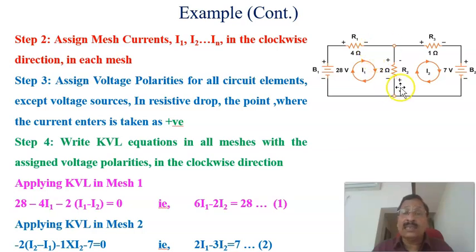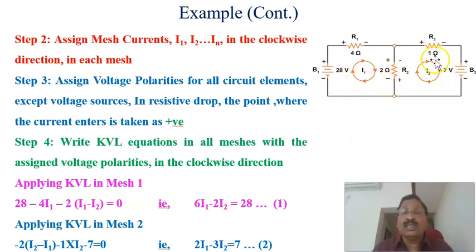Again, the drop here, the resistance is equal to 2 ohms. Therefore, minus 2 into I1 minus I2, the net current in this direction being I1 minus I2. Therefore, this is a drop. That is why minus 2 into I1 minus I2, minus 2 into I1 minus I2 equal to 0. If you rearrange, we get 6I1 minus 2I2 equal to 28. That is the mesh 1 equation.